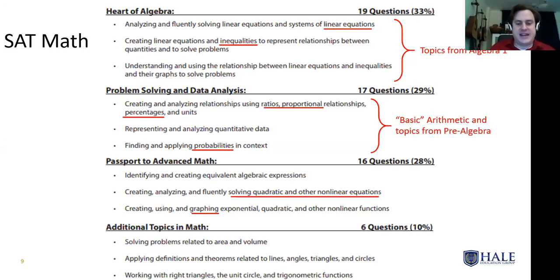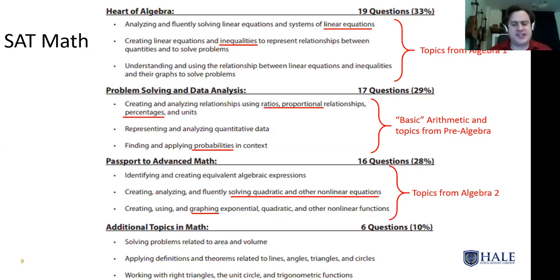Passport to advanced math is quadratics, nonlinear functions. You got to solve them, you got to graph them, you got to understand the properties of them. And this is your advanced math. This is the Algebra 2 stuff. This is probably the things that, if you're a high school student, you've most recently taken. You're probably pretty familiar with it. Now take a look at this last category, additional topics.